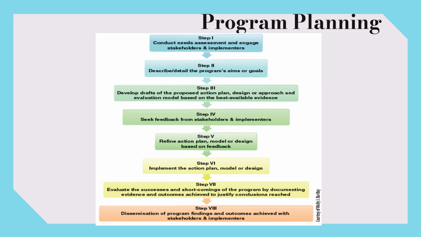And what you should note, and I'll point it out as we go through the steps, is that evaluation is going to be used in this process of planning, okay? So step 1, right away, what you're going to do is conduct a needs assessment by engaging the stakeholders and the implementers and asking them what they want, all right, and what they need. This is going to build the foundation for step 2, which is where you're going to describe in detail the aims and the goals of the program.